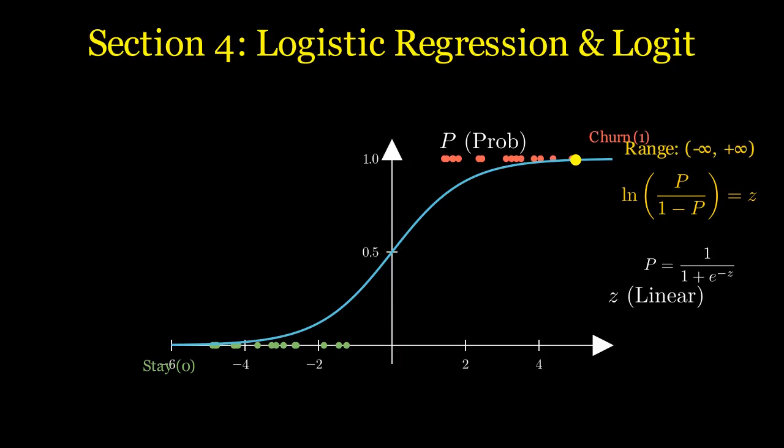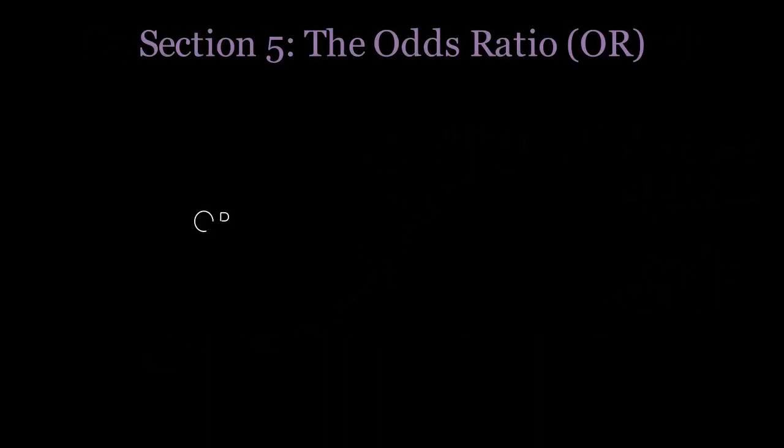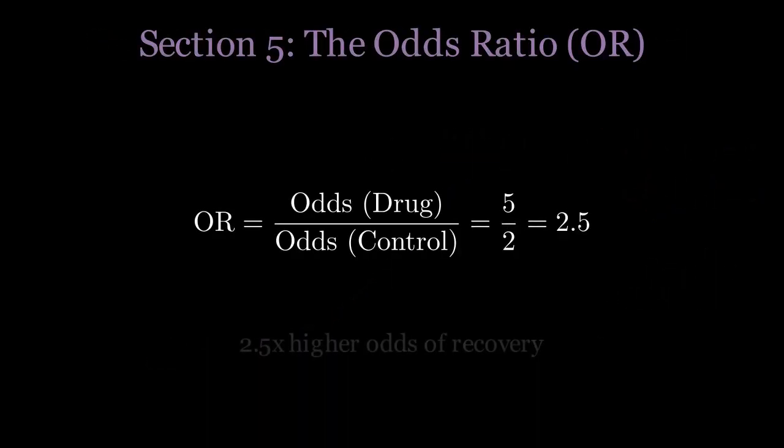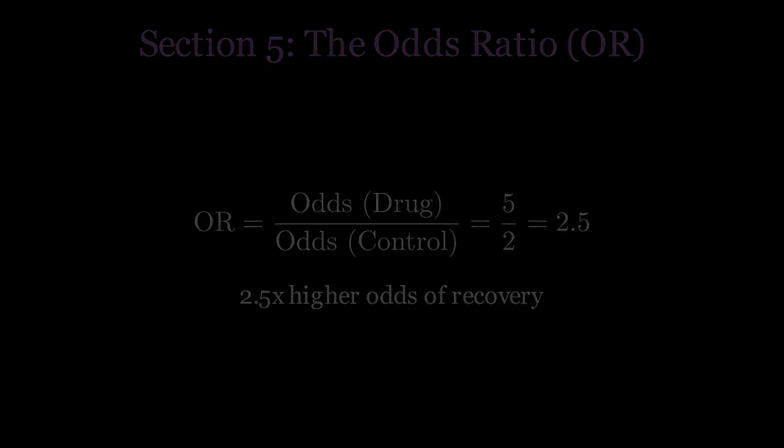In medicine, if the odds of recovery with a drug are 5 to 1 and without it are 2 to 1, the odds ratio is 2.5. This means the drug increases the odds of recovery by 150%. This statistic is robust and less sensitive to the baseline prevalence of a condition than simple probability differences.